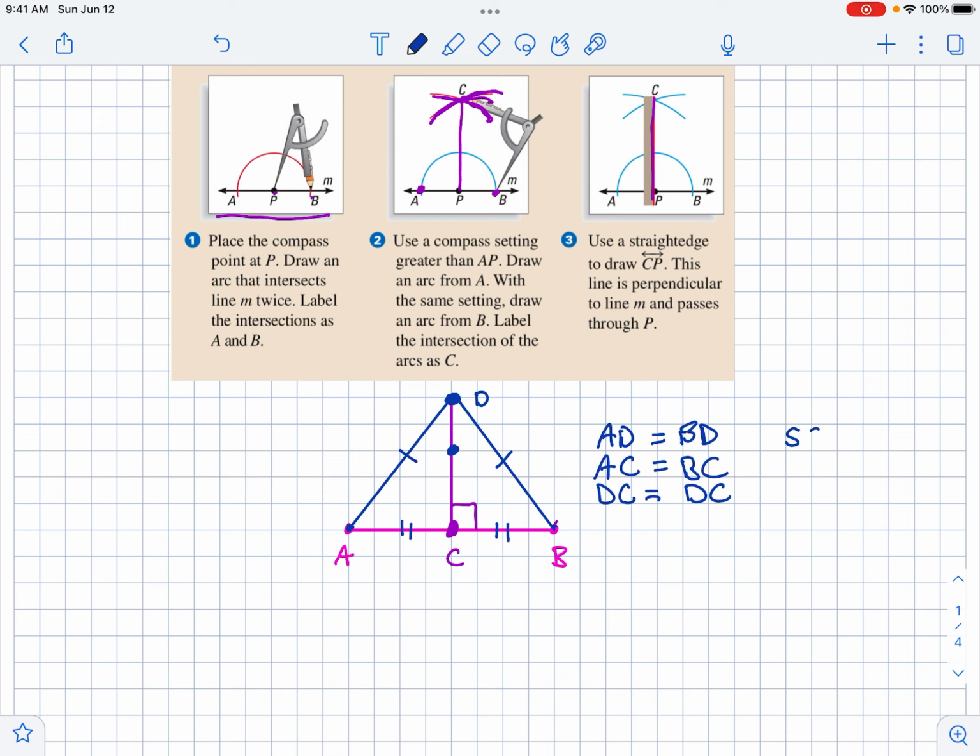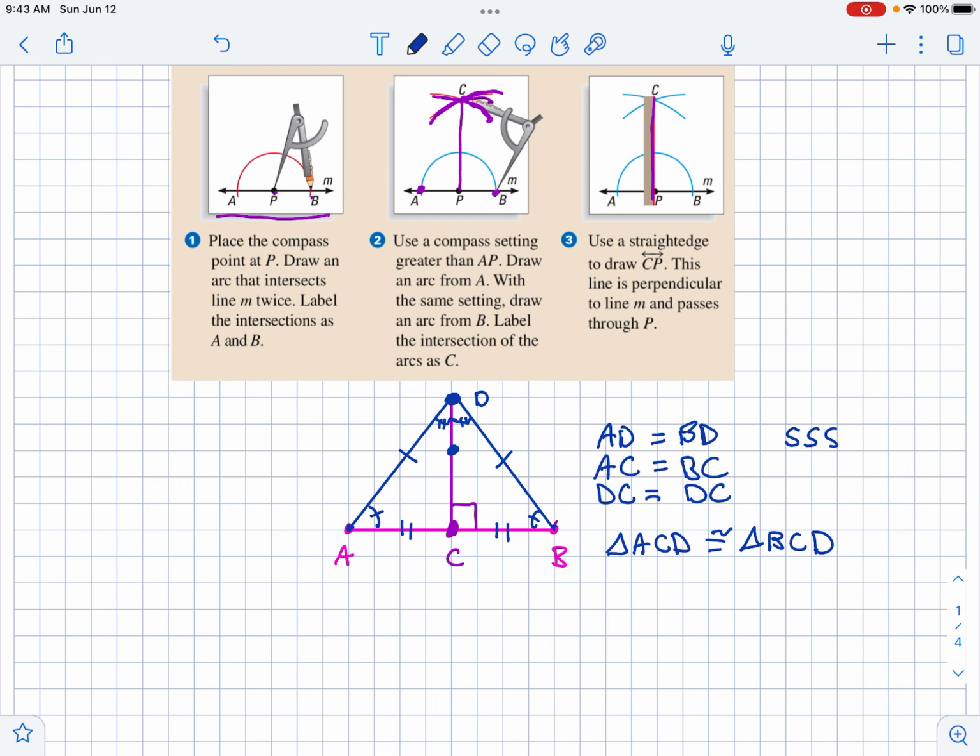So this triangle ACD is congruent to triangle BCD by side, side, side. So you can see that. Now, another thing you see is that this angle is congruent to this angle, and this angle is congruent to this angle. So these are just some things that we're taking note of about these perpendicular bisectors.